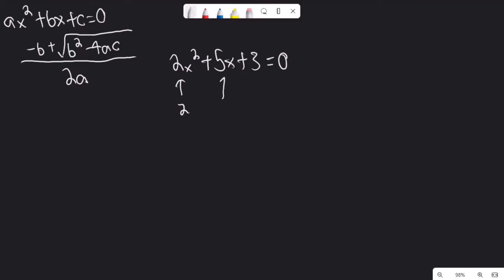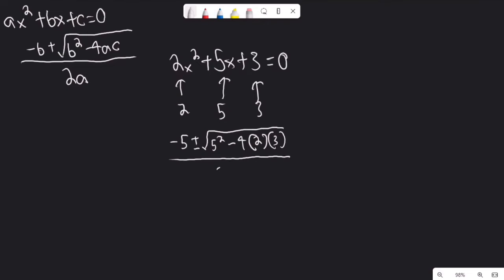So let's try 2x squared plus 5x plus 3 is 0. So all the terms would be 2, 5, and 3. So now let's plug them into the quadratic formula. So negative 5 plus or minus the square root of 5 squared minus 4 times 2 times 3, over 2 times 2.